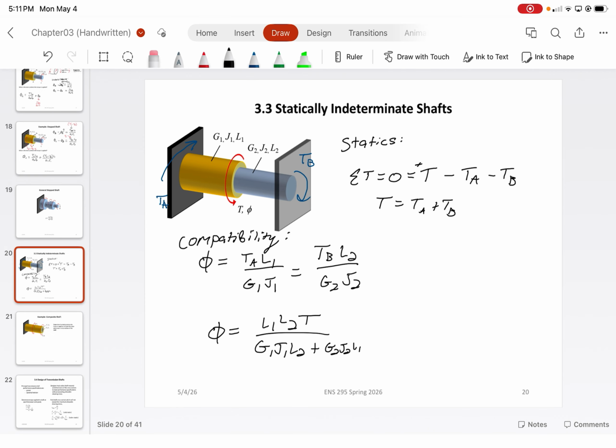Does that make sense, what I'm talking about? Basically, the internal torque for that rod would be TA, and the internal torque for that rod would be TB. So when you do the math, you would find that the total angle of twist here is where you get those equations from.